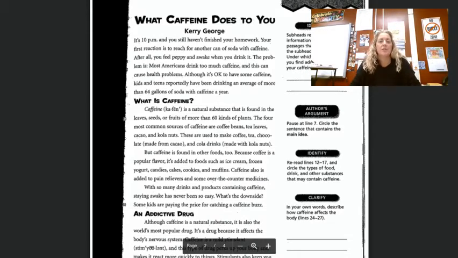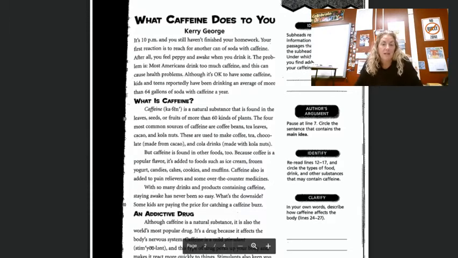Okay, "What Caffeine Does to You" by Carrie George. It's 10 p.m. and you still haven't finished your homework. Your first reaction is to reach for another can of soda with caffeine. After all, you feel peppy and awake when you drink it. The problem is, most Americans drink too much caffeine, and this can cause health problems. Although it's okay to have some caffeine, kids and teens reportedly have been drinking an average of more than 64 gallons of soda with caffeine a year. So, right there, you should already kind of understand what her claim is.